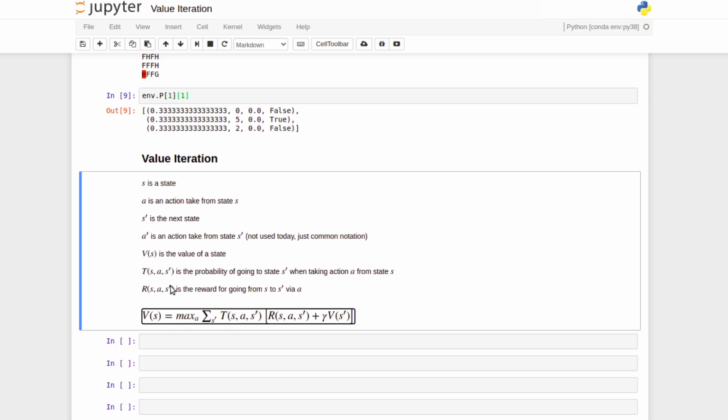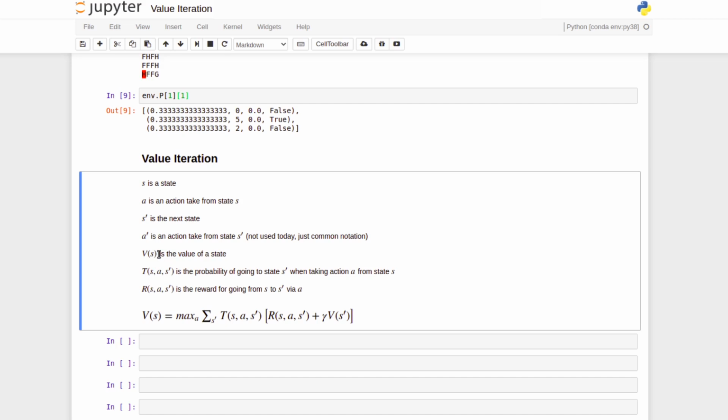Now here up top, I'm just describing all of the definitions of the various terms, and these are pretty standard values that are used across different reinforcement learning topics and techniques. S is state, A is action, the prime is used to denote if it's the next state or the next action. Now the next 3 are a little more involved.